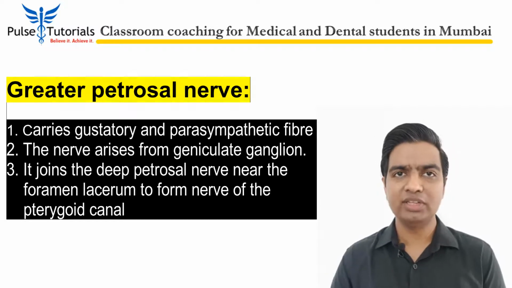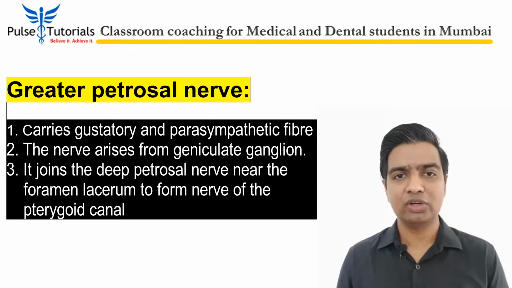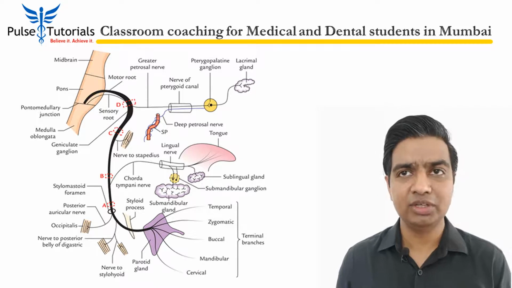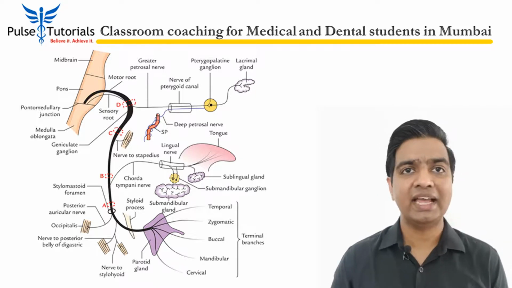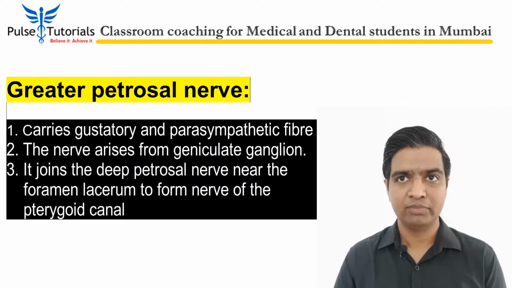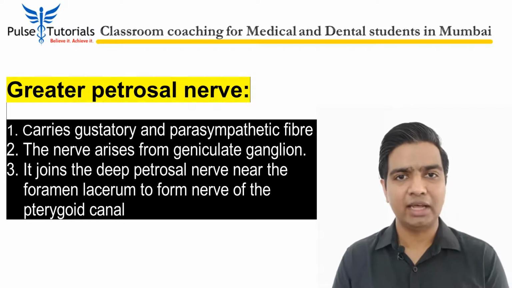The greater petrosal nerve carries the gustatory or taste fibers and the parasympathetic fibers. This nerve, as you can see in the diagram here, arises from the geniculate ganglion, and it joins the deep petrosal nerve near the foramen lacerum to form the nerve of the pterygoid canal.